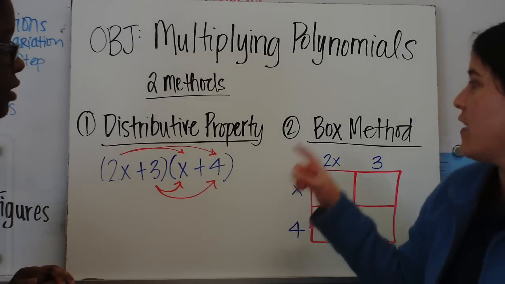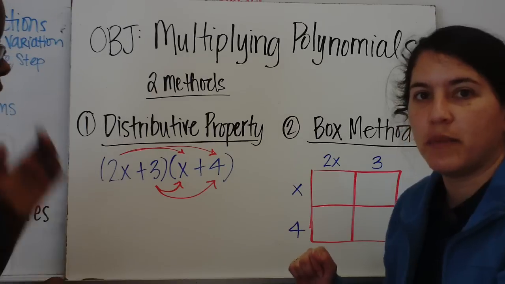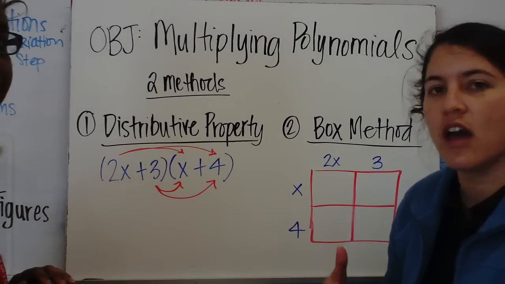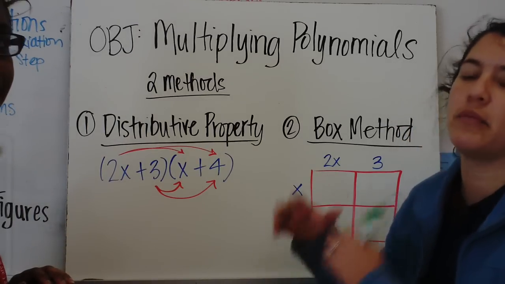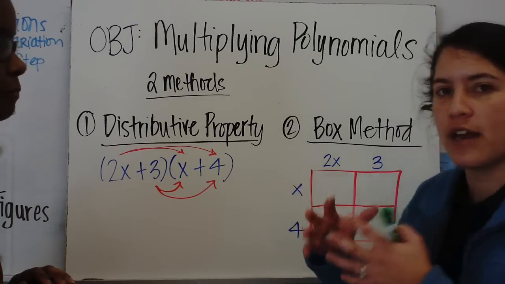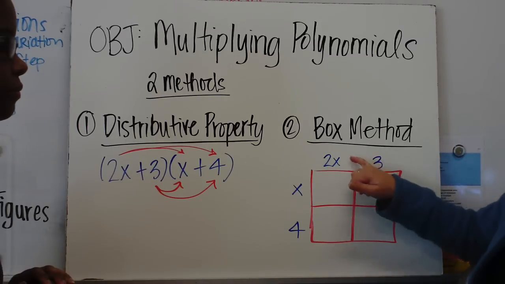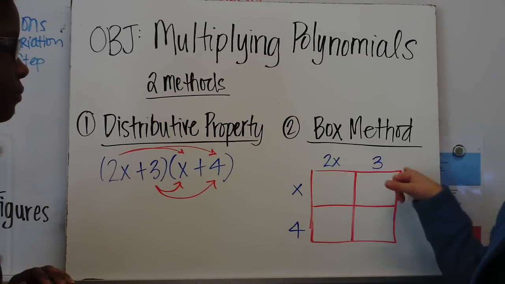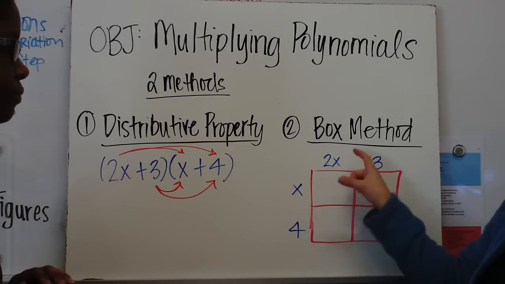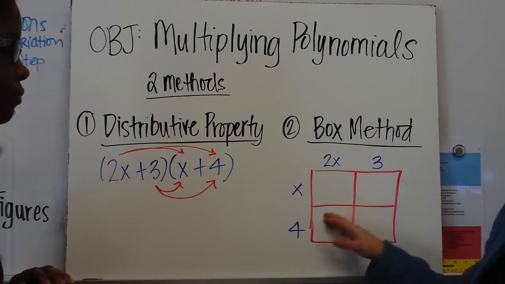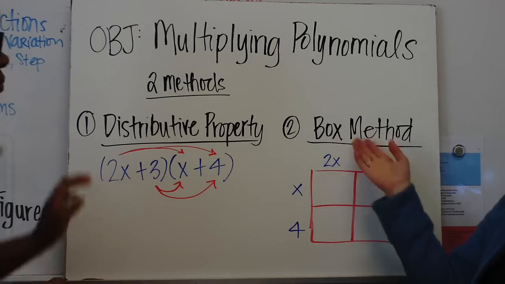We'll show you in more detail on the next slide. And the other method is going to be new. It's called the box method, and it's another kind of version of distributing, but it puts it together in an organized area. You put your polynomial terms on the outside, and then you multiply them and put your answers on the inside. So it's just another way.